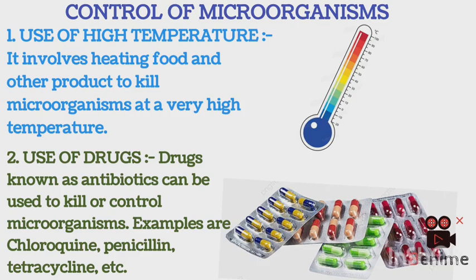Number 2 is the use of drugs. Some drugs are known as antibiotics. We can use drugs such as antibiotics to kill or control microorganisms. Examples of antibiotics include chloroquine, penicillin, and tetracycline. Most of the time we use high temperature to kill them permanently, or we can use these various drugs, as you can see from the diagram, to kill or control these microorganisms.